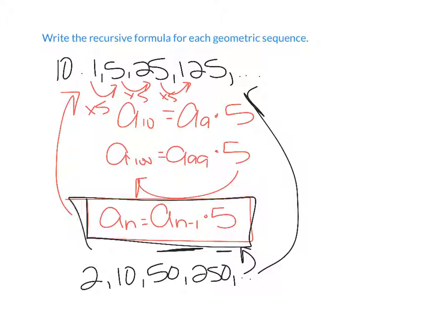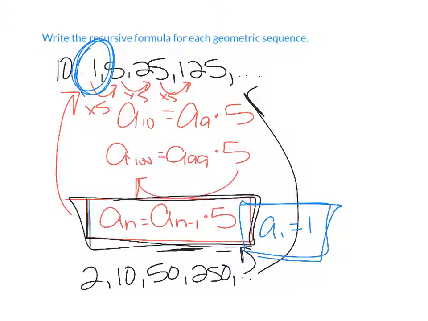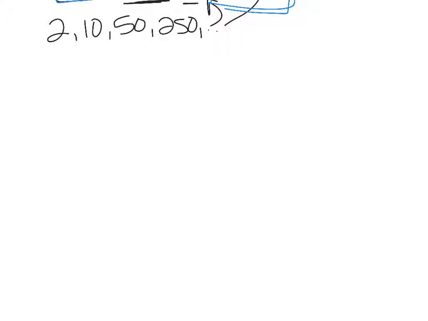So the rule is important, but the rule doesn't help unless you tell me where to start. So you also have to include a sub 1 equals 1. You have to have both parts, or it's not 100% correct. Let's try 2 more of those.